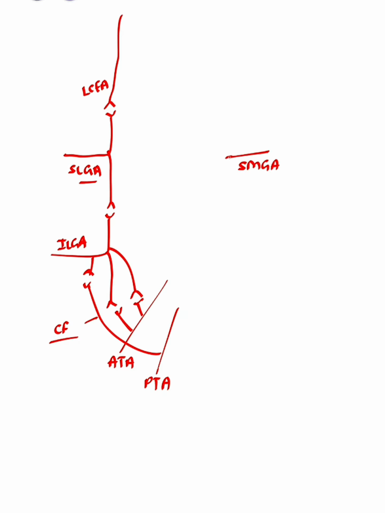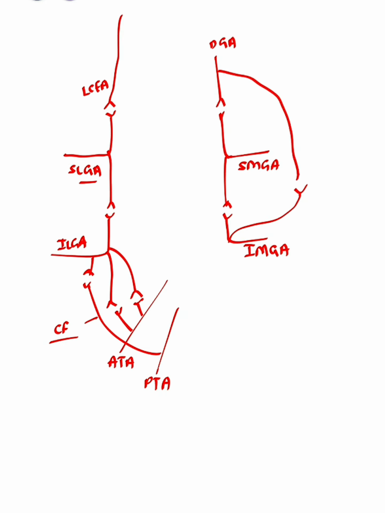Superior medial genicular artery on one side anastomoses with descending genicular artery. On the other side it anastomoses with inferior medial genicular artery. Inferior medial genicular artery on one side anastomoses with superior medial genicular artery, and on the other side with saphenous artery. Saphenous artery is a branch of descending genicular artery.